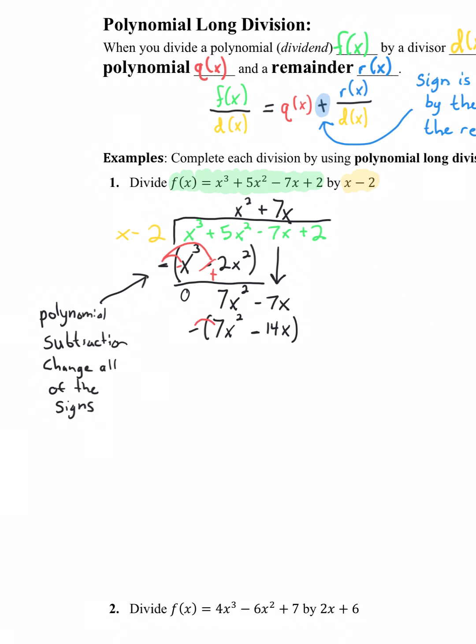And then I'm going to once again distribute the negative through, and I'm going to get a minus 7x squared. And it becomes a plus 14x. And I get 7x squared minus 7x squared is 0. Perfect. Negative 7x plus 14x is positive 7x. And then drop a 2.